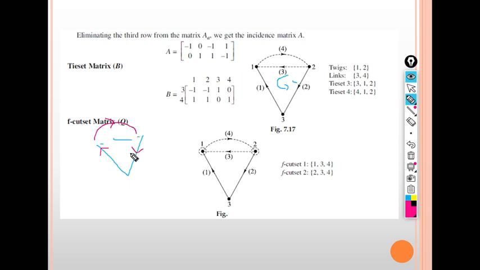So this is the same direction, so link direction, so this is +1, this is +1, this is the same direction, so +1, +1, +1. So this is the tie-set matrix.